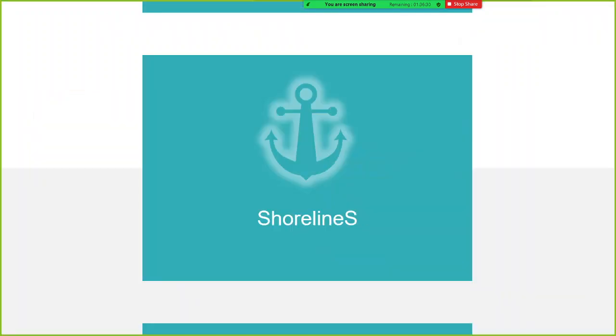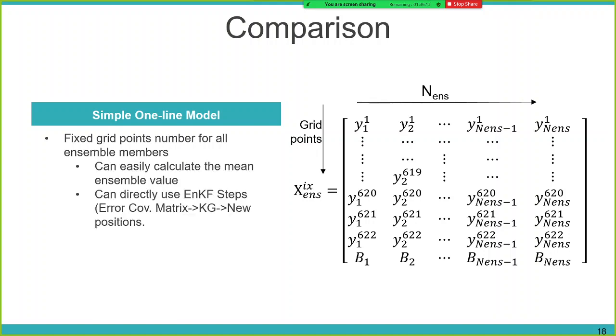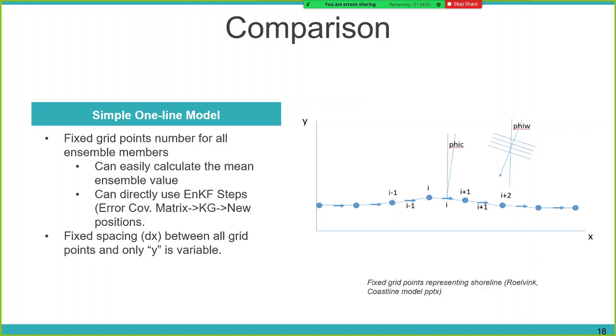Now, in order to work on ShorelineS, we need first to compare both models. In the simple model, you have fixed grid points, an equal number of grid points in all the ensemble members, so that you can easily put them in one matrix, get the mean and proceed to the ensemble Kalman filter steps, like calculating the error covariance matrix, etc., and the Kalman gain. In the simple model we also have fixed spacing between the grid points.